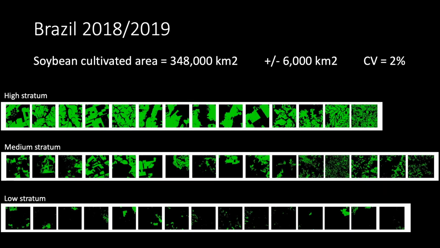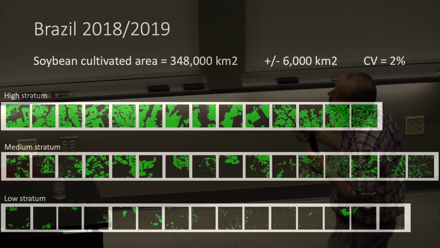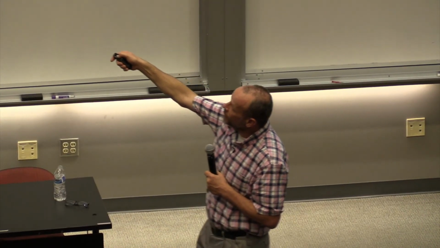And this is a slide I really like because when we map the soybean at our sample scale, it shows that the high stratum really does behave as a homogeneous population. The medium stratum does too, and it's not trained on this year's data. So we get this very clean result, this is evidence of our sampling efficiency. And we can say we have 350,000 square kilometers of soybean plus or minus 6,000 for that year.